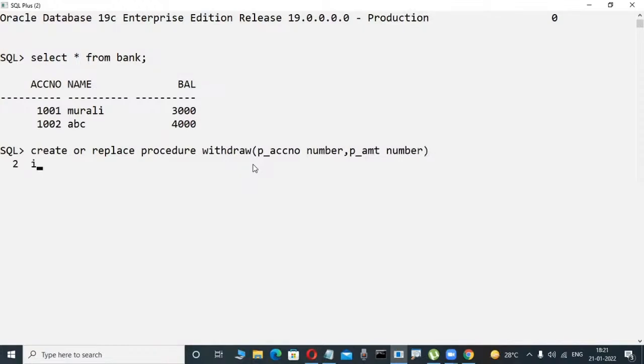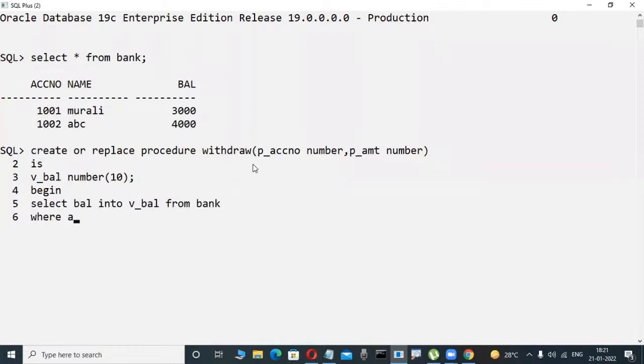Now some coding is there. I want to find out the balance. Whenever we insert an ATM card and try to withdraw, it checks the balance. Concentrate here: select balance into v_balance from bank where account number is equal to something. You may not have an idea about these things, but logically observe, they are very easy actually.